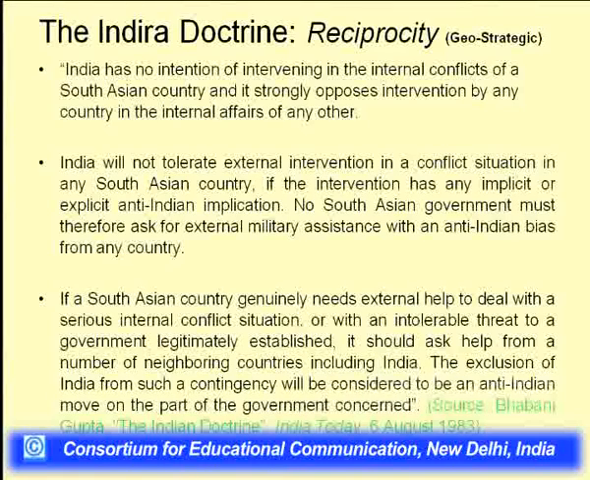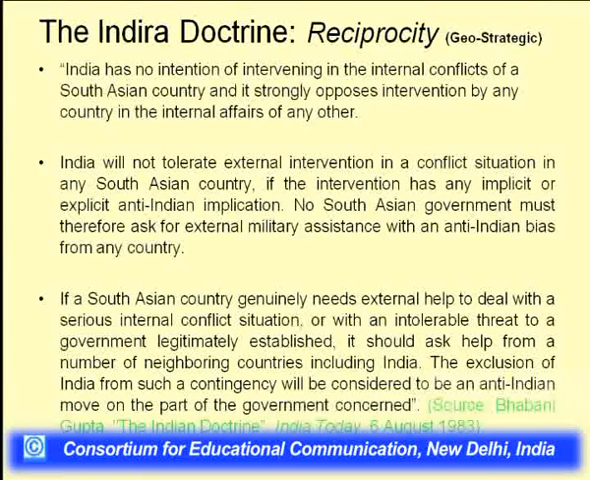So finally, in 1971, with the victory of India in the Indo-Pak War and with Bangladesh's independence, India has fairly drawn its foreign policy, or you can say the Indira Doctrine, and there were clauses like: India has no intention of intervening in the internal conflict of South Asian countries, and it strongly opposes intervention by any country in the internal affairs of any other. India will not tolerate external intervention in a conflict situation in any South Asian country if the intervention has any implicit or explicit anti-Indian implication. No South Asian government must therefore ask for external military assistance with anti-Indian bias from any country.